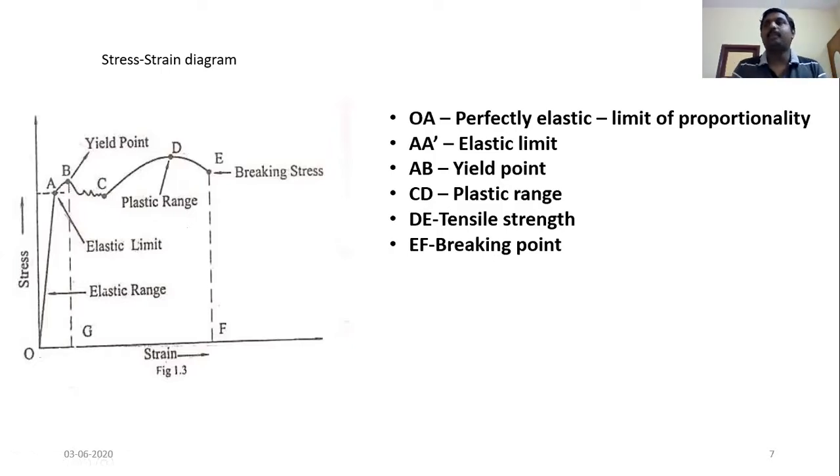When it comes to the plastic range, C to D, it will completely behave as a plastic. That is, it will not come back. It will stay in the deformation state. So if we continuously expose the specific material to a high yield of stress, it will be completely exposed to the plastic range. Then when we apply further stress, it will go to a tensile state.